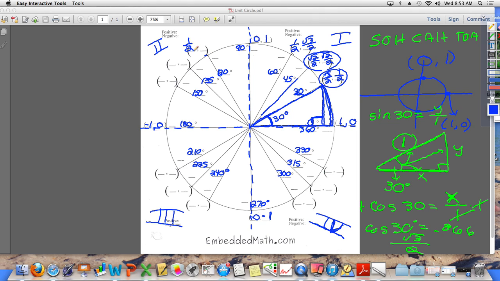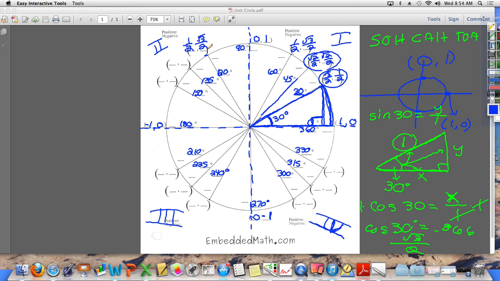Now do the sine of 120 degrees. Hey guys, is it going to be positive or negative? It's going to be positive, because in quadrant 2, the x values are negative, but the y values are positive. So you should get a positive square root of 3 over 2.